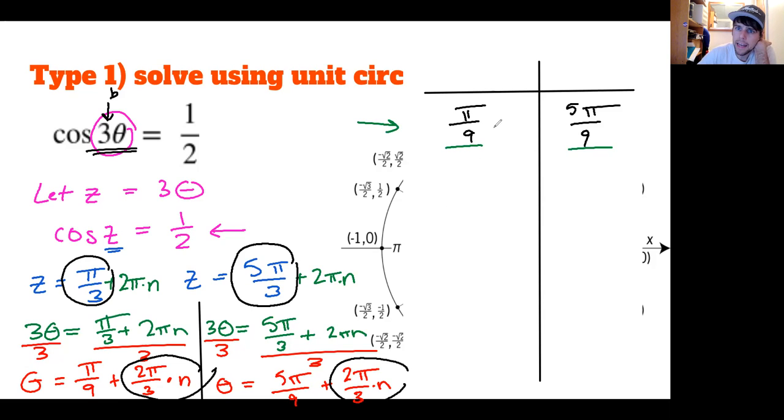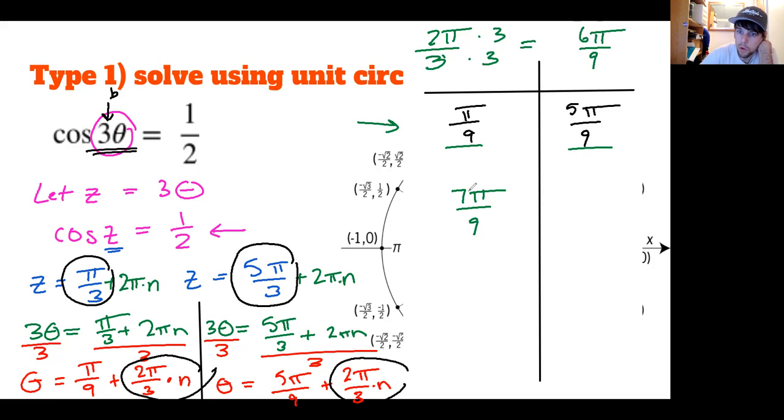So I need to add 2 pi over 3 to that. Let's think about that in terms of ninths. We multiply that by 3. That is 6 pi over 9. So if I add 6 pi over 9, we end up with an angle of 7 pi over 9. That's different than both of those, but this angle is supposed to work.